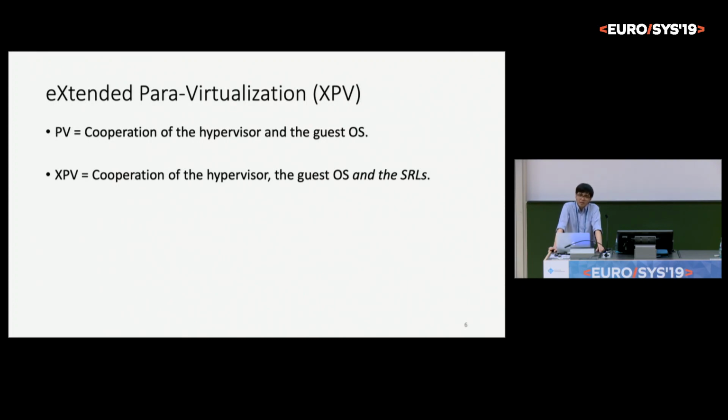The general idea of XPV is that when there are changes in topology, the hypervisor will notify the guest OS, which in turn will take into account the changes, maybe update some internal data structure, and eventually the SIL will ask the guest OS about the new topology.